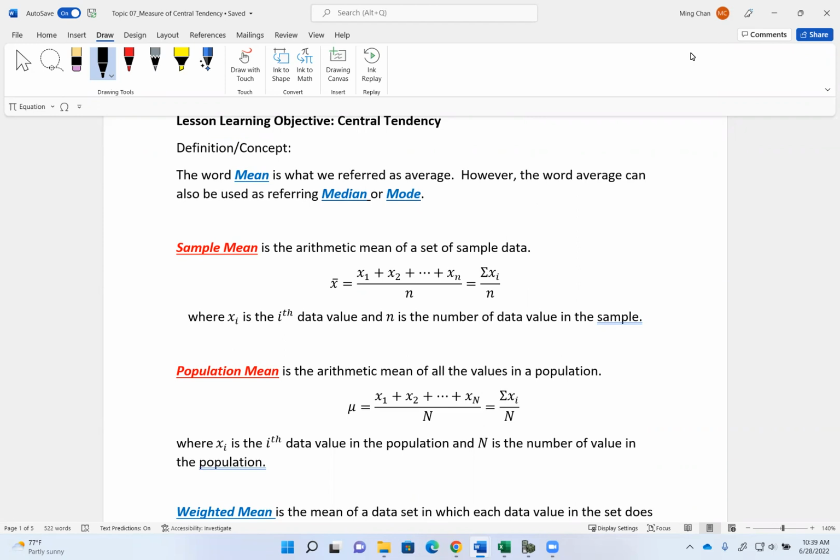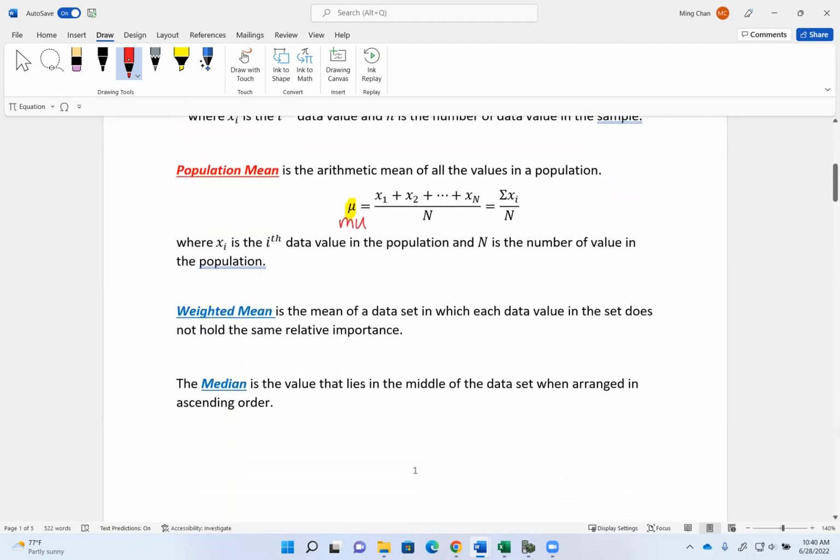So we have two different means: the sample mean and the population mean. A new notation here: the sample mean uses something called x bar. The population mean uses the Greek letter mu. Both are found basically the same way. You just add up all the data values and divide by how many you added. Lowercase n stands for the sample size. Capital N stands for the population size.